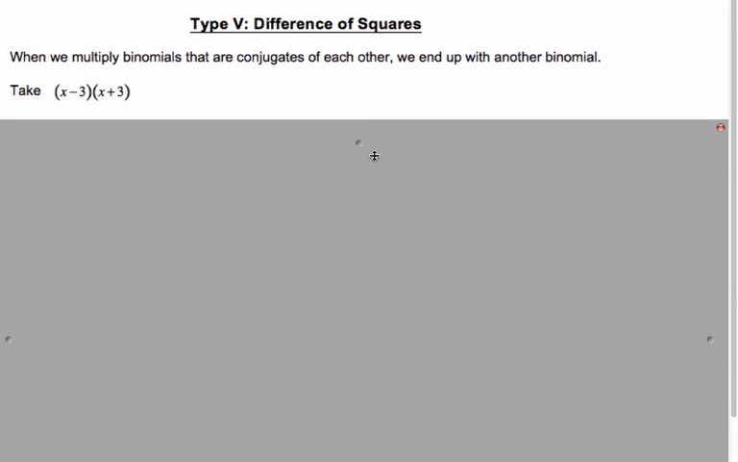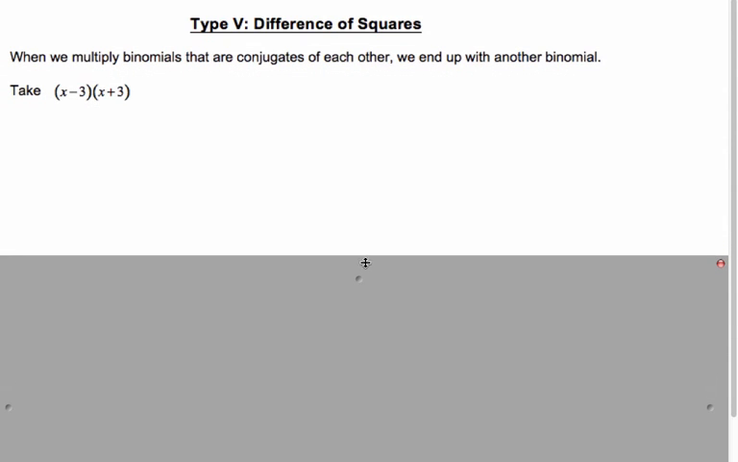All right, so today's example, we're going to talk about the difference of squares. Before we actually look at the factoring technique of a difference of squares, let's multiply this scenario and see what happens. When I multiply it, I'm going to do our FOIL.